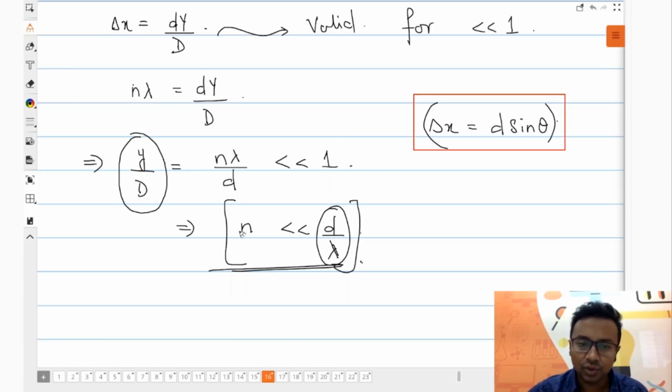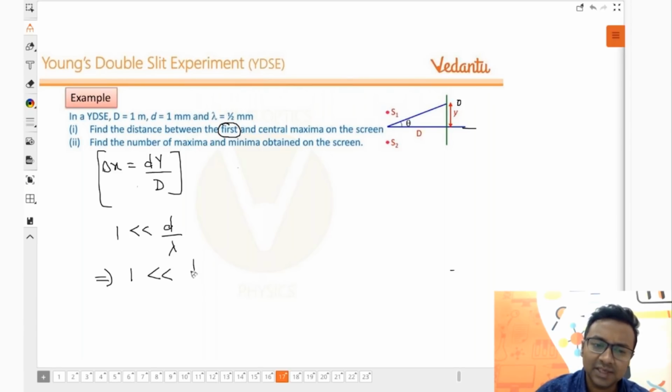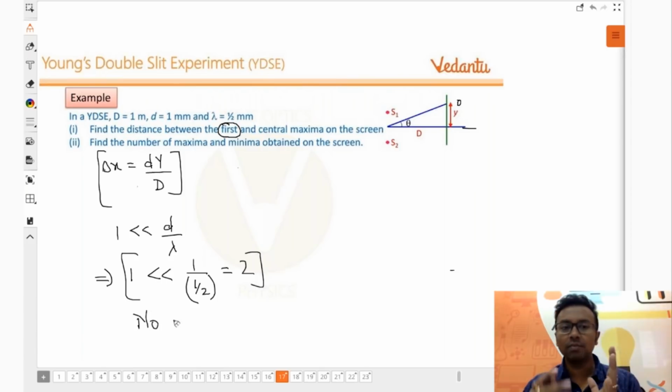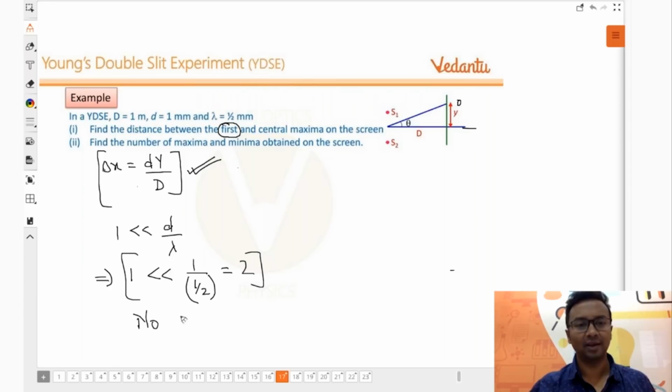All right. So n should actually be, if I'm asking you the position of the nth maxima, then that nth value should be much less than d divided by lambda. Here they have asked me for the first one. So your 1 should be much less than d divided by lambda. If I check it in this case, is 1 much less than 1 divided by 1 by 2, that is nothing but equals to 2? Is this true? No, not at all. 1 is not much less than 2, my dear students. As a result, we cannot use this as the path difference formula.